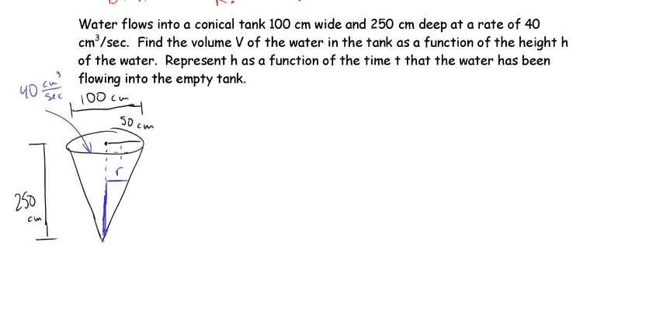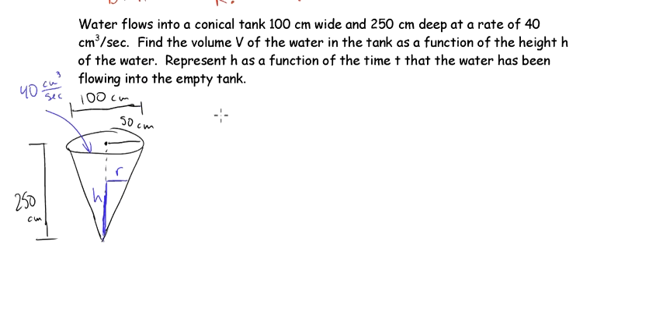So we'll call the radius of the water R, and the height of the water we'll call H. So we're not talking about the height of the cone, because the height of the cone is specific. It's 250. It's not changing. As the water keeps coming in, the height of the cone remains constant, and also the radius of the cone remains constant as well. It's 50 centimeters.